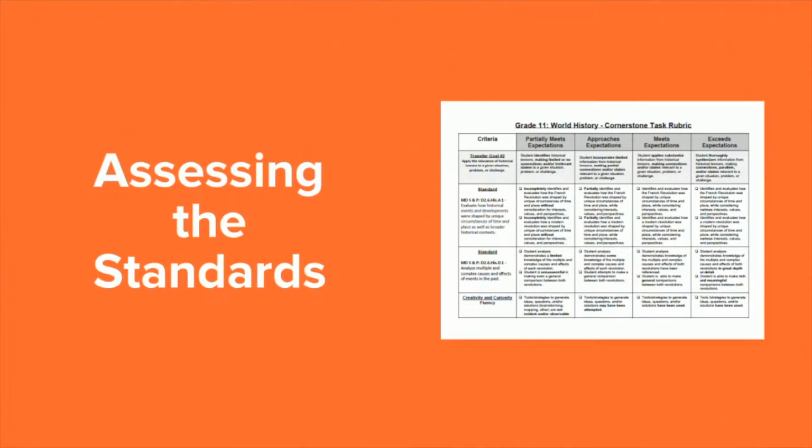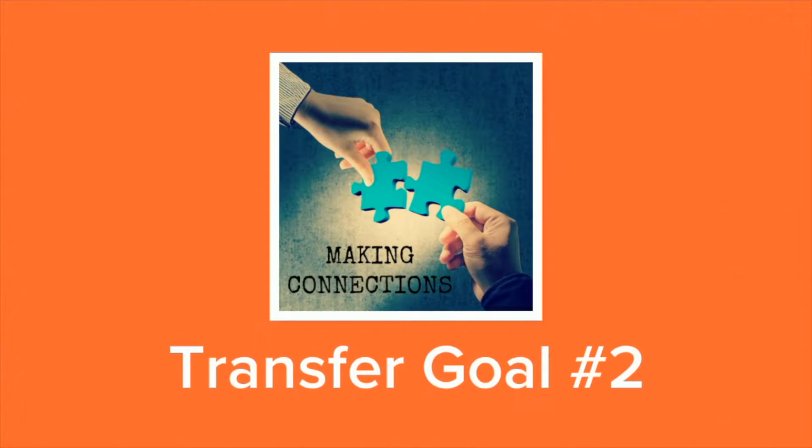We will now present a brief overview of the results necessary to meet the expectations for each of the 4 components of the rubric. In order to meet expectations in this section, a student must apply substantial information from historical lessons, making connections relevant to a given situation, problem, or challenge. Assessing this can be complex. When scoring, you should consider the depth and detail present within the student response when making comparisons between political revolutions.